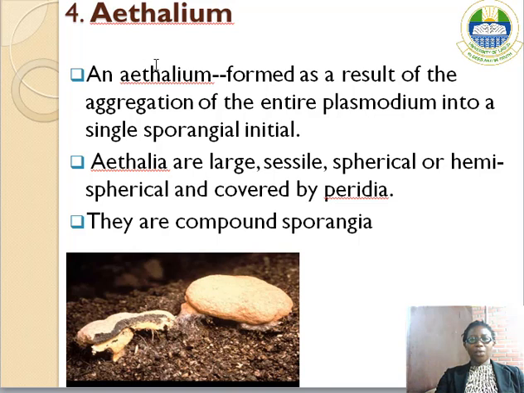Lastly, we have the aethalium. The aethalium is usually known as a compound sporangium because it aggregates all the mass, the cytoplasmic content of such a fungus, and produces a large sessile aethalium. This aethalium can be spherical or hemispherical in nature.